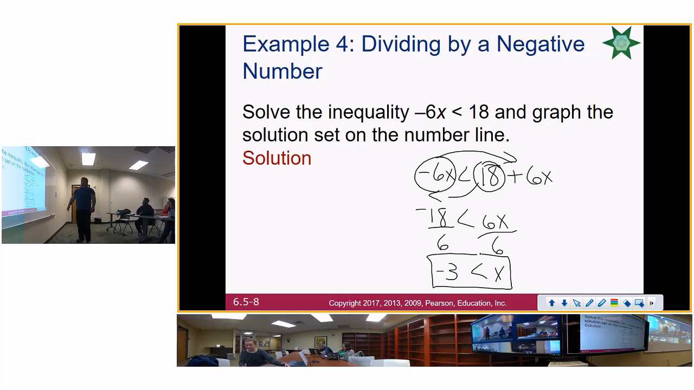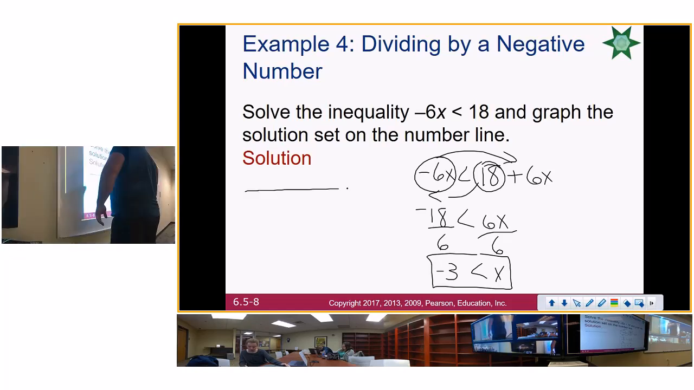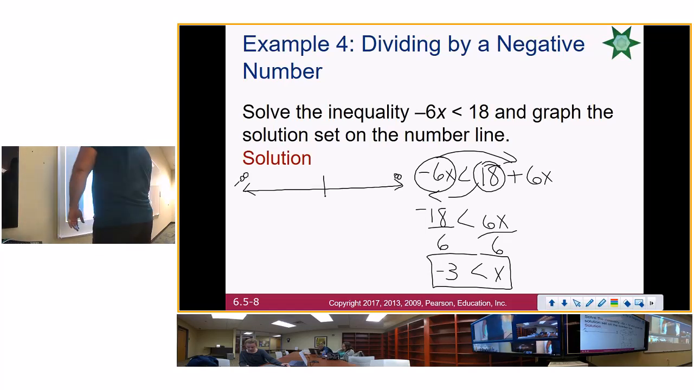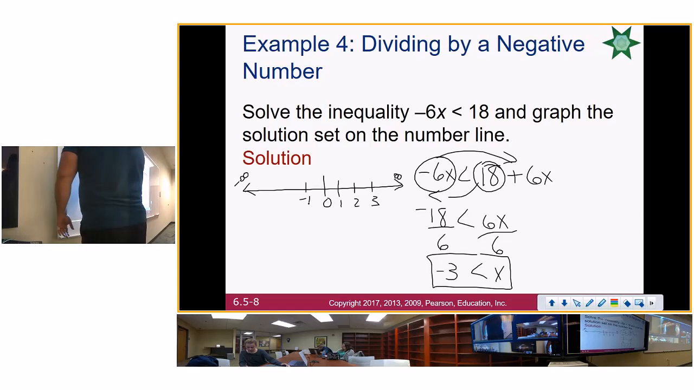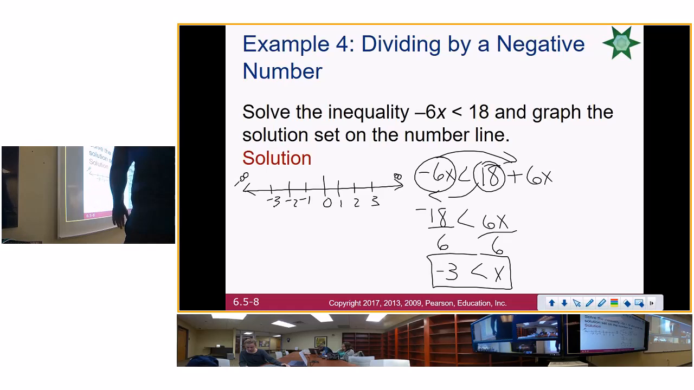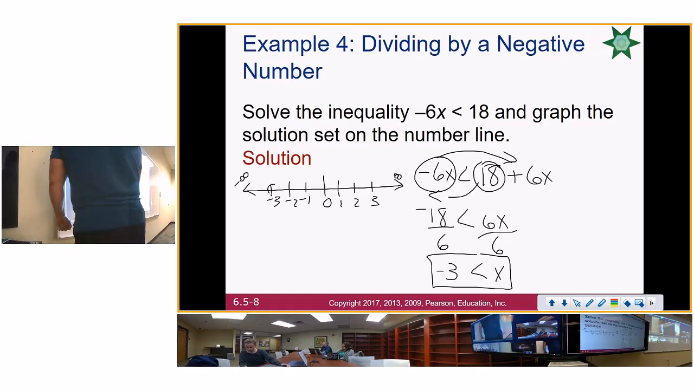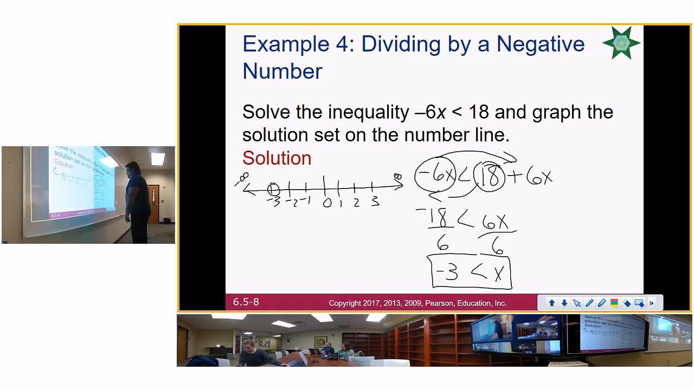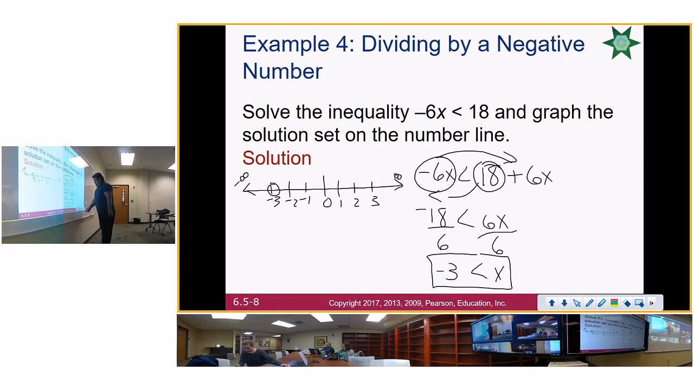Okay? So let's graph this one. So here's our graph. Here's our number line. That's positive infinity. That's negative infinity. 0, 1, 2, 3. Negative 1, negative 2, negative 3. Somebody tell me what kind of circle we're going to put on this number line. Open. And then get my highlighter. What numbers are greater than negative 3?